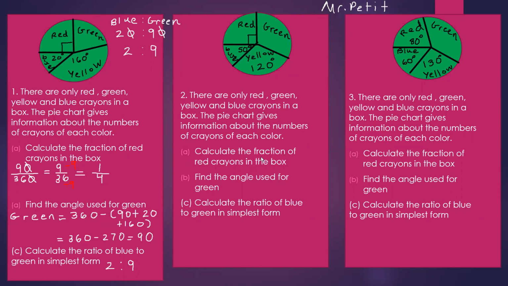Now, C is asking to calculate the ratio of blue to green in simplest form. So what you would do is set it up as a ratio, and blue is 20 and green, as we just did, is 90. So all you have to do is divide those two numbers each by 10 and cancel out the zeros, and then you get 2 and 9. And that's the simplest form because you can't go any lower than that. Excellent explanation. Thank you.